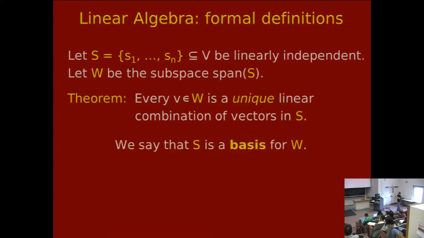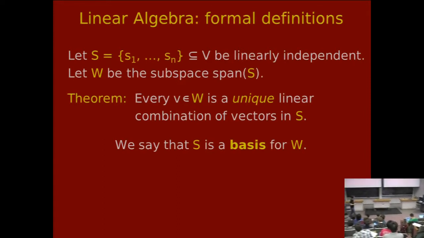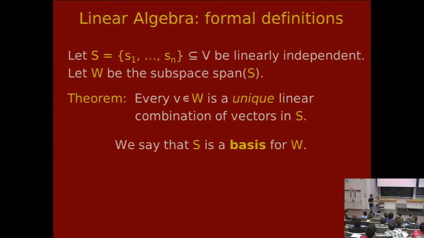Okay, when you have a subspace like W, the span of some stuff, and furthermore, the spanning set is linearly independent, we call it a basis for the subspace. This theorem says that when you have a basis for a subspace, every vector in the subspace can be written as a unique linear combination of the basis vectors.